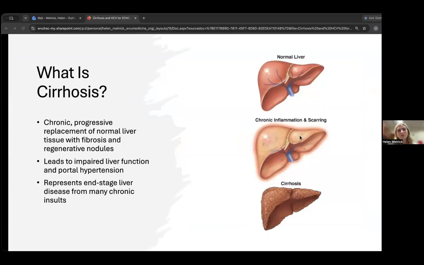So what is cirrhosis? Cirrhosis is the end result of chronic liver injury. Over time, normal liver tissue is replaced by fibrosis and regenerative nodules. This architectural distortion leads to impaired liver function and increased resistance to portal blood flow. Importantly, cirrhosis is often silent until late in the disease.